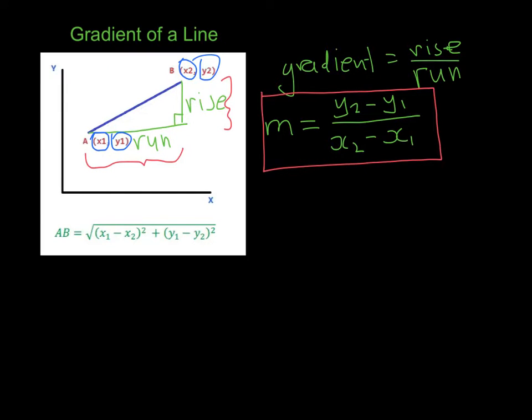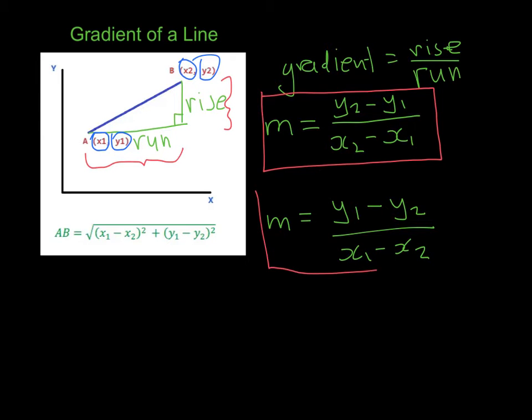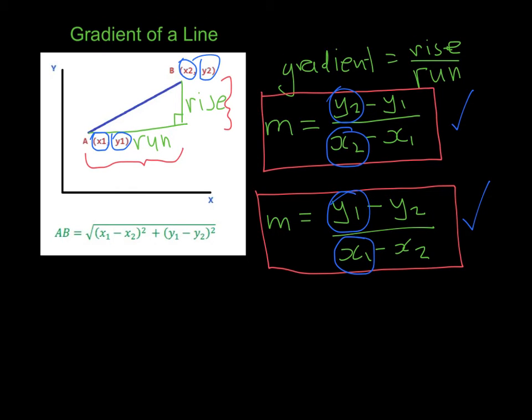Now the truth is, it doesn't really matter which of those values comes first or second. You can try this for yourself, but if I rewrote that formula as y1 minus y2 over x1 minus x2, you will end up getting exactly the same value for the gradient of a line. The important thing is that if you start with the second y value in the numerator, then you've got to start with the second x value in the denominator. If you start with the first y value in the numerator, then you've got to start with the first x value in the denominator. But either way, both of these are going to give you the same value for the gradient.